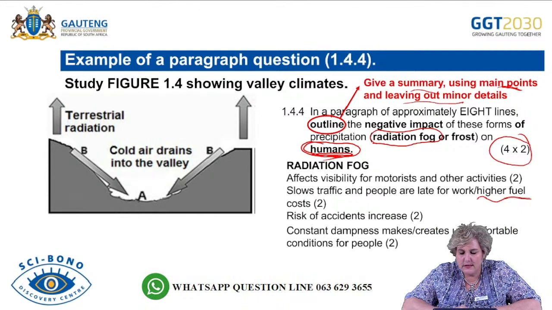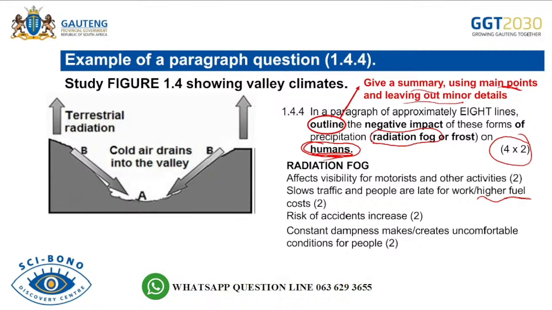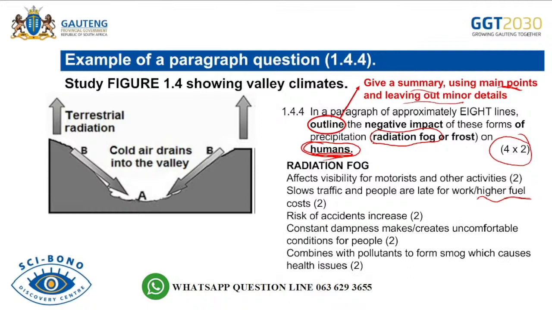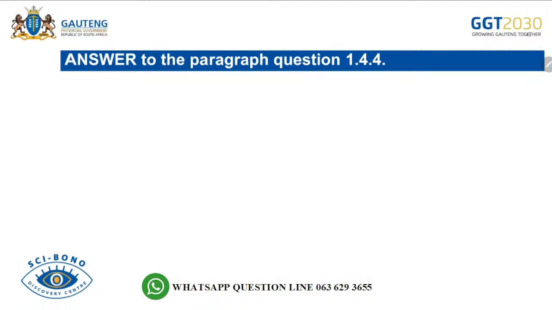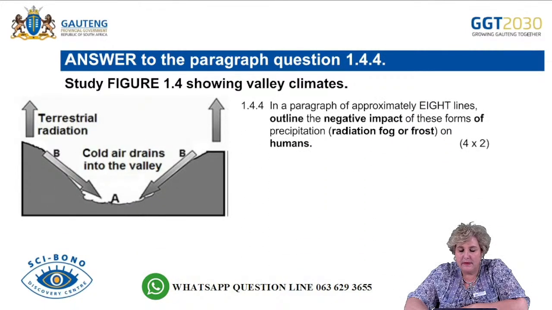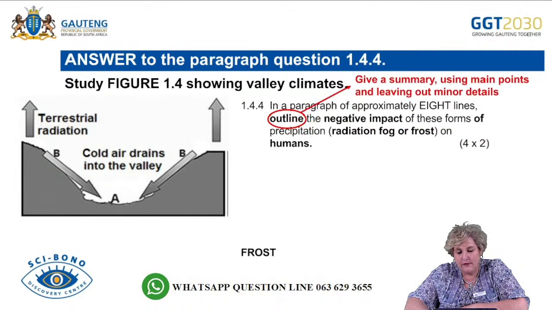You will have a constant dampness, which creates uncomfortable conditions for people. And it combines with pollutants to form smoke, which causes health issues. So these are all effects of radiation fog on humans, a negative impact that this will have on humans. Now, if we go further on and look at frost, again we have to outline what will be the negative impact of frost on humans.